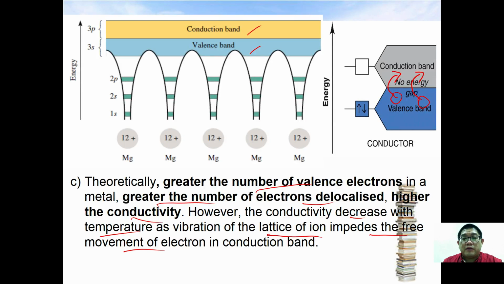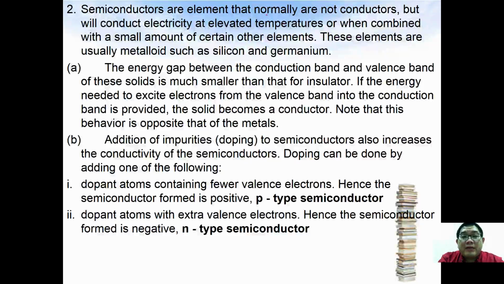Semiconductors are elements that normally are not conductors but will conduct electricity at elevated temperature or when combined with a small amount of certain other elements called dopants. These elements are usually metalloids such as silicon and germanium. In a semiconductor, the energy gap between the conduction band and valence band of the solid is much smaller compared to that of an insulator. If the energy needed to excite electrons from the valence band into the conduction band is provided, the solid will become a conductor. Note that this behavior is opposite to that of metals.